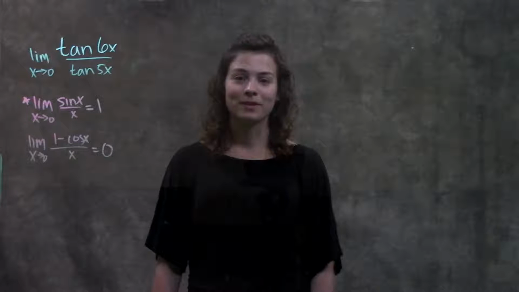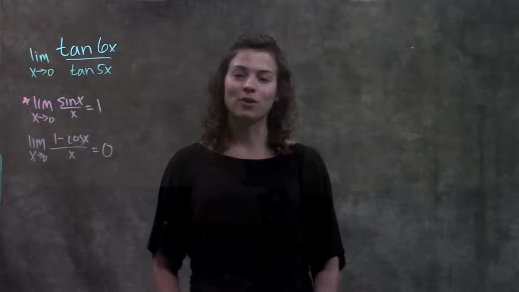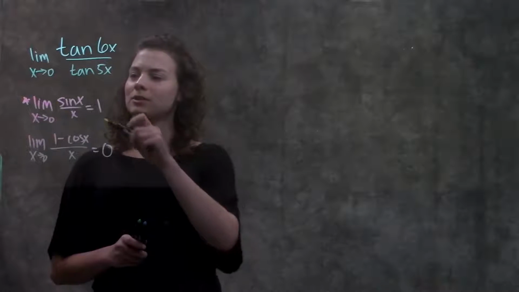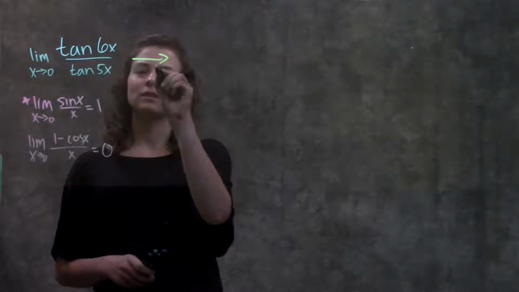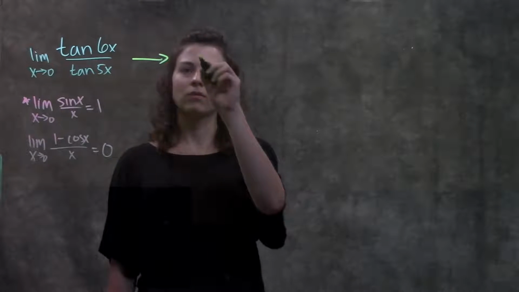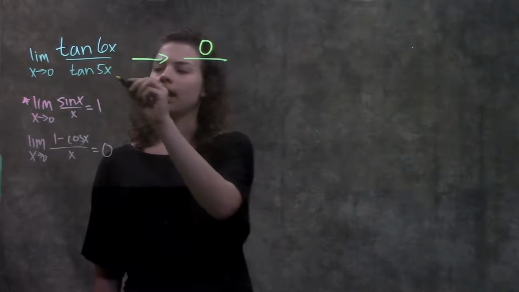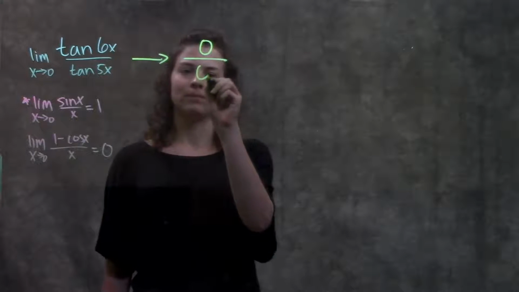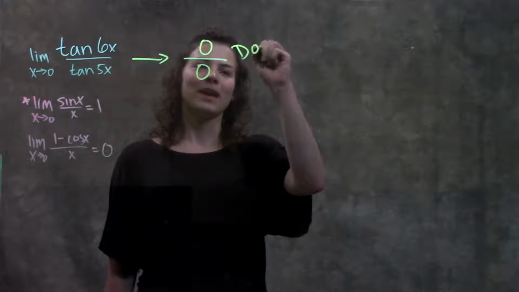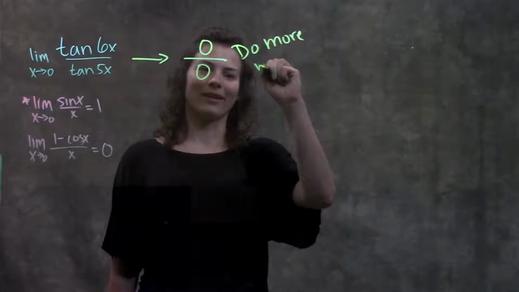Okay, remember, first step when solving limits algebraically is always to try direct substitution and see what happens. Alright, so for direct substitution, I plug in 0 wherever I see an x. On the top, I get tangent of 0. Tangent of 0 is just 0 over 1, which becomes 0. On the bottom, I get tangent of 0 again. So I get 0 over 0. Probably not surprised, this is an indeterminate form. That means we need to do more work.